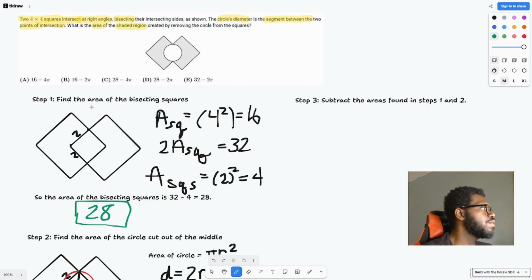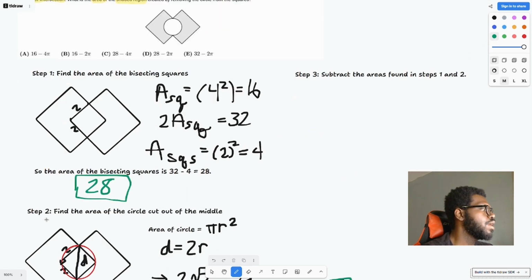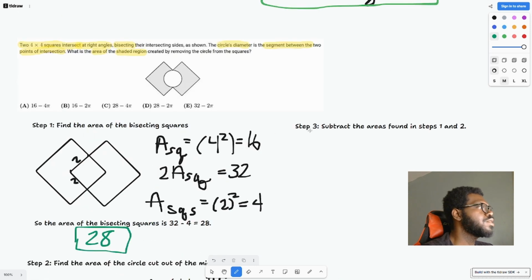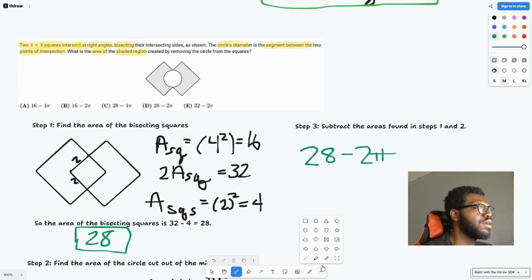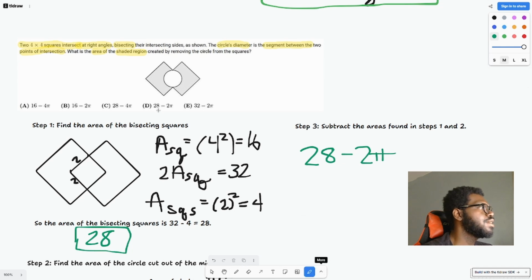All right, now that we found the area of the bisecting squares and the area of the circle cut out of the middle, our third step here, the easiest step, is just going to be subtracting the areas found in steps 1 and 2. And that's just going to be 28 minus 2 pi, which means that our answer here is D.